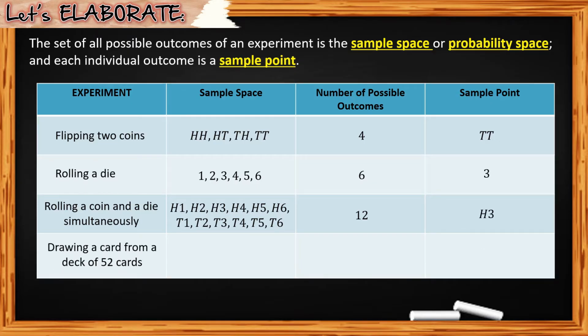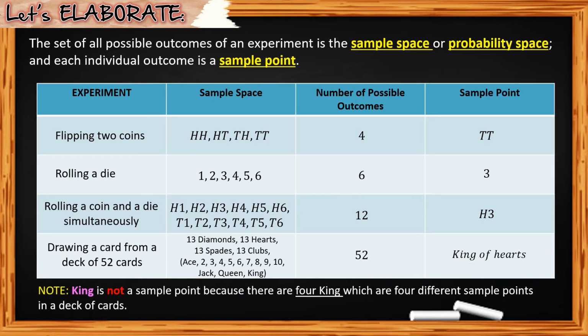And for the last, drawing a card from a deck of 52 cards. We have 13 diamonds, 13 hearts, 13 spades, 13 clubs, which consist of ace, 2, 3, 4, 5, 6, 7, 8, 9, 10, jack, queen, and king. And the number of possible outcomes is 52. The sample point is king of hearts.